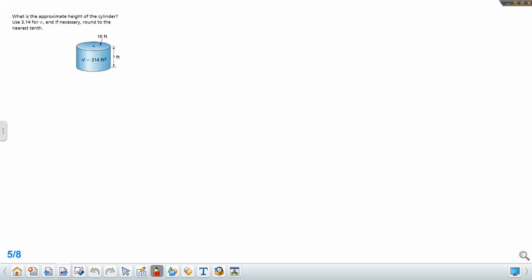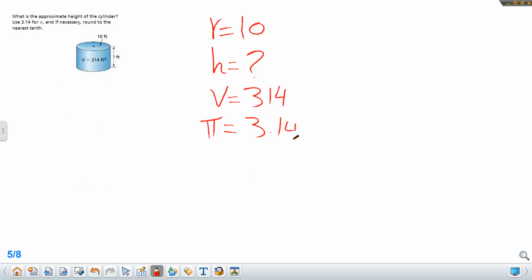Next question. What's the approximate height of the cylinder? Use 3.14 for pi, and if necessary, round to the nearest tenth. Okay, first, what about the information? Radius equals, yes, 10. Height, unknown. Volume, 314. But pi equals 3.14. Okay, it's a given. But how to find the height of the cylinder?